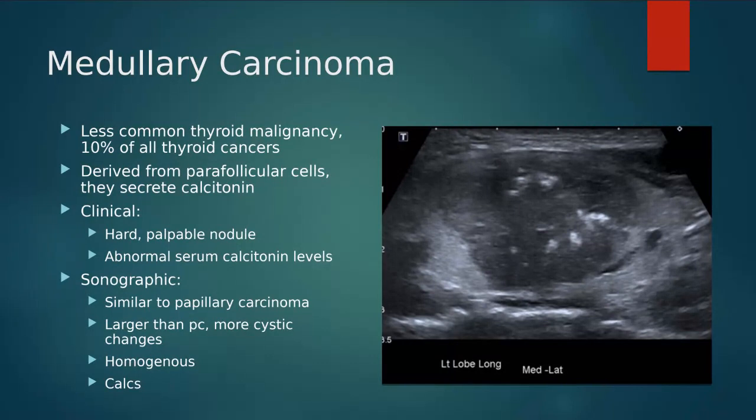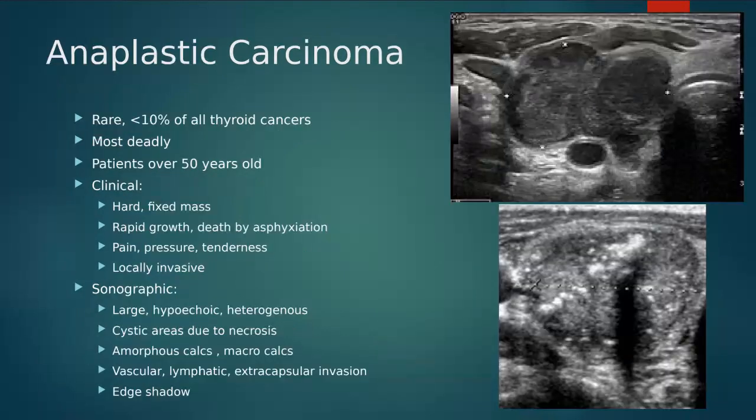So here we have our whole thyroid border. And then here we have the entire medullary carcinoma. So this is occupying like the entire thyroid gland itself. So they get very big. Next, we have anaplastic carcinoma. So this is going to be a rare, very rare type of thyroid cancer. This accounts for less than 10% of all thyroid cancers. It's going to be the most deadly form of a thyroid cancer as well.